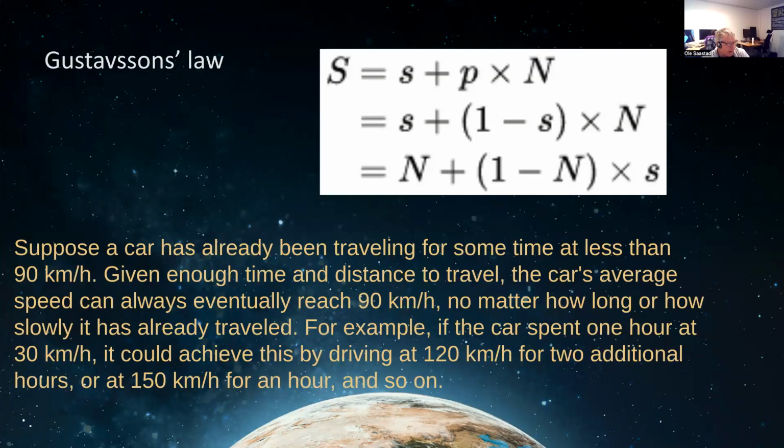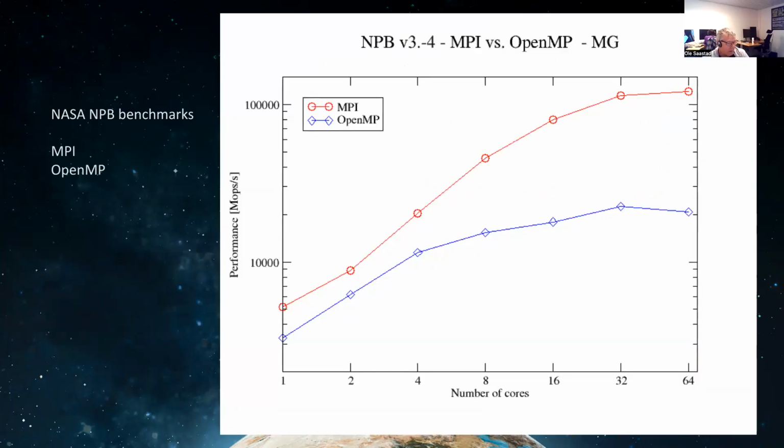Gustafson's law, on the other hand, predicts that it's very nice, because if you have enough work to do, you can actually have a very nice speed up. If you set S to 0, you get a speed up of n. So if you have enough work to do, you can achieve a very good speed up. This is a typical thing of what we can see today on the scaling. This is another one that we'll not cover.